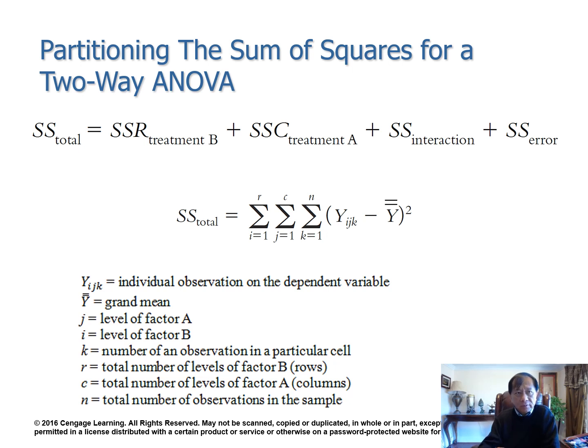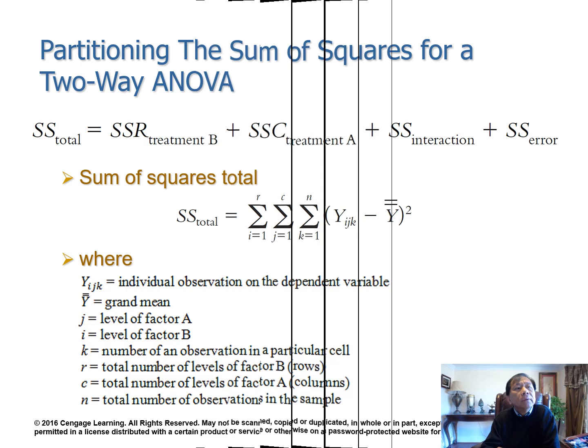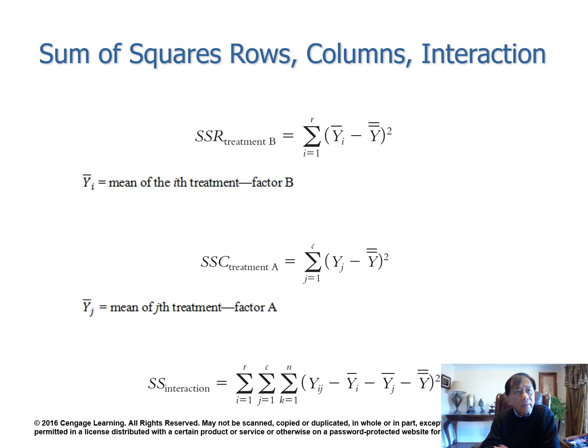This is your sum of squares total. And then this is your sum of squares treatment B. Y i bar is the mean of the ith treatment for factor B. Y double bar is the overall mean. Overall, this is the sum of squares for treatment A. And then this is the sum of squares interaction.